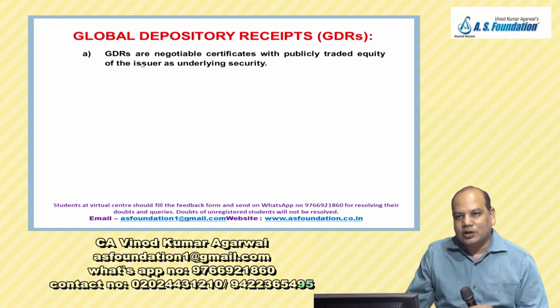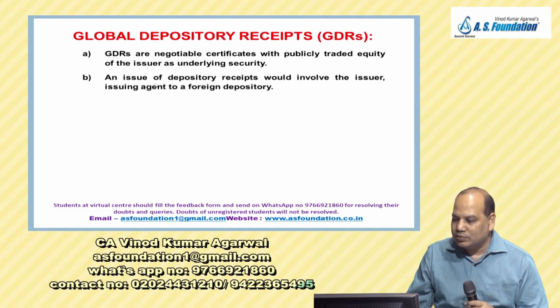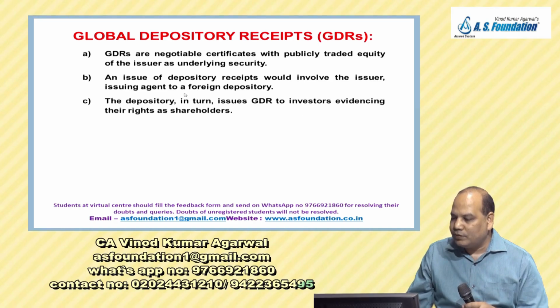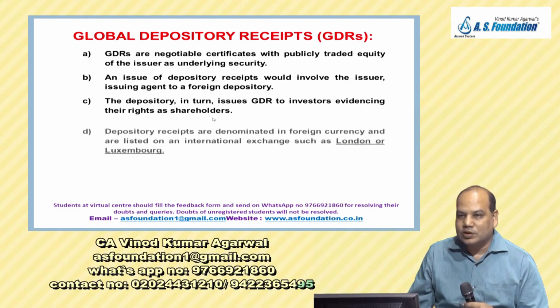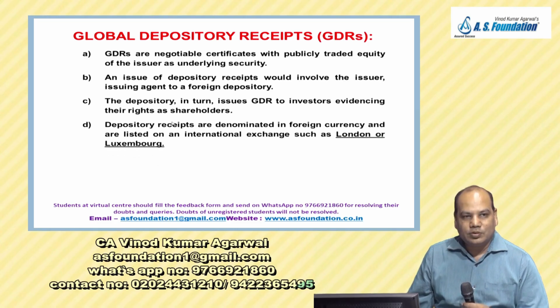So GDR are like ADR, negotiable certificate with publicly traded equity of the issuer as underlying security. As issue of depository receipt would involve the issuer issuing agent to a foreign depository. Shares will be first issued to a custodian. Custodian will inform the depository, and then depository will issue depository receipt to the investors. So the depository in turn issues GDR to investor, evidencing the rights as shareholders.